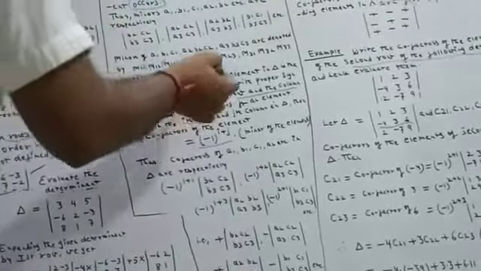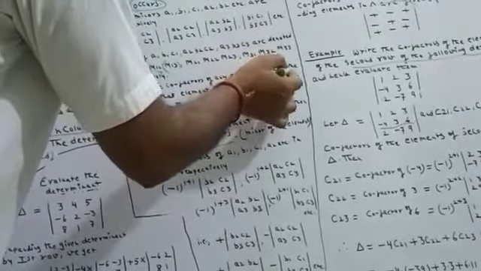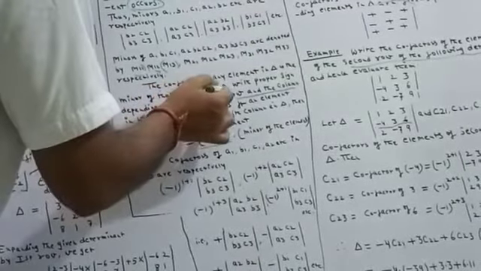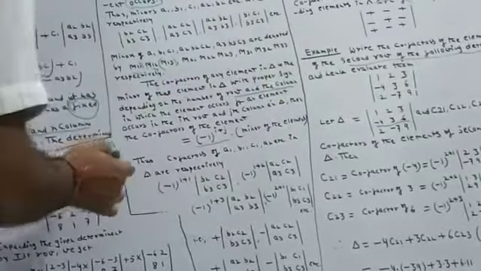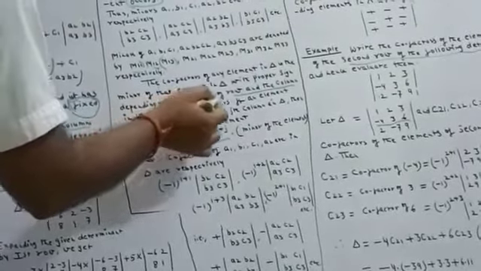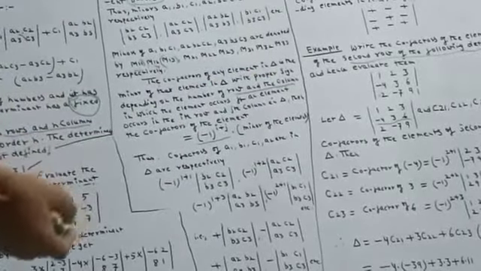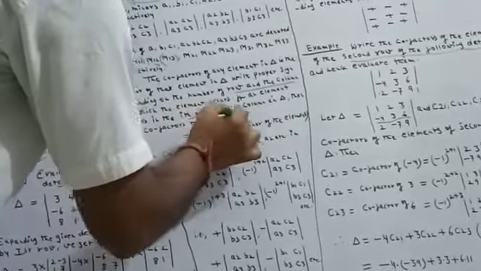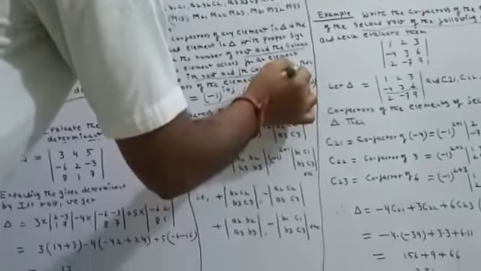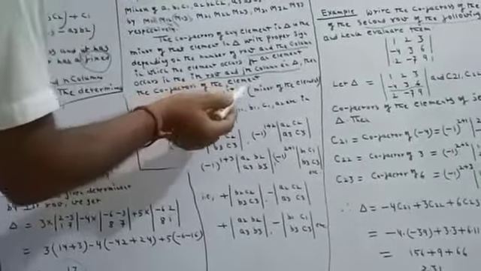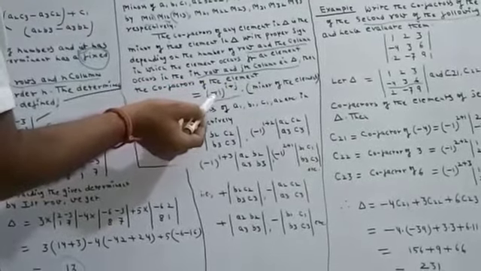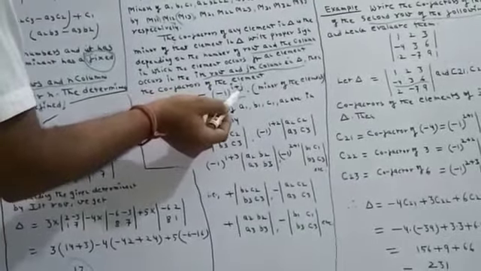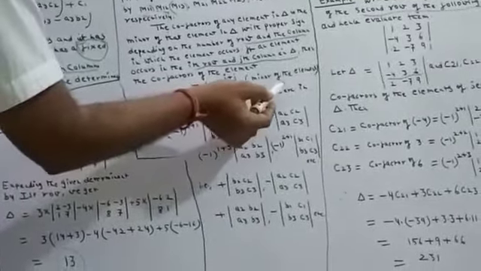Now, the cofactor of any element in delta is the minor of that element in delta with proper sign depending on the number of rows and the columns in which the element occurs. If an element occurs in the ith row and jth column in delta, then the cofactor of the element equal to minus 1 power i plus j into minor of the element.